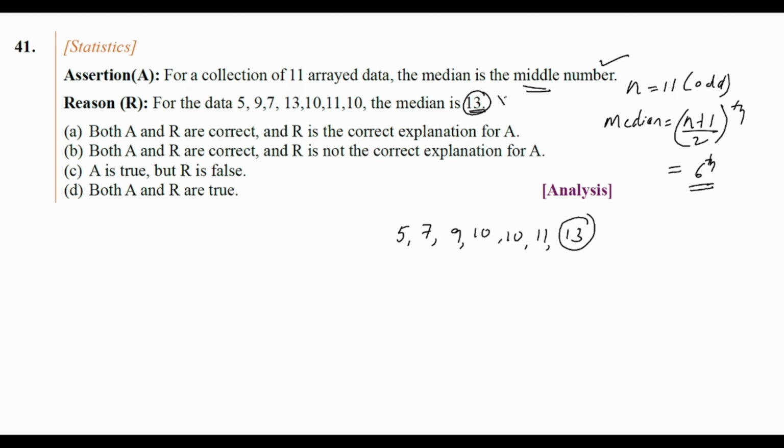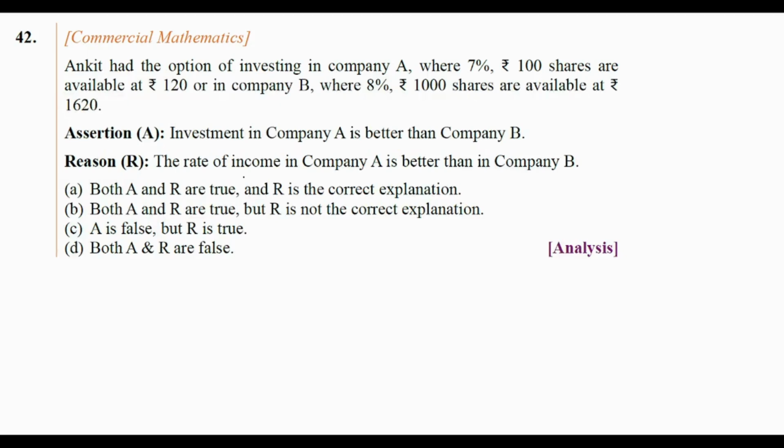So reason is false. So what should be my answer, children? For the 41st one, it should be A is true but R is false. It should be: assertion is true but reason is false. Clear? So next one is the 42nd one.